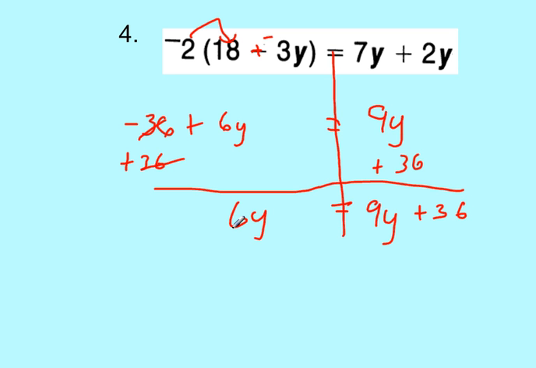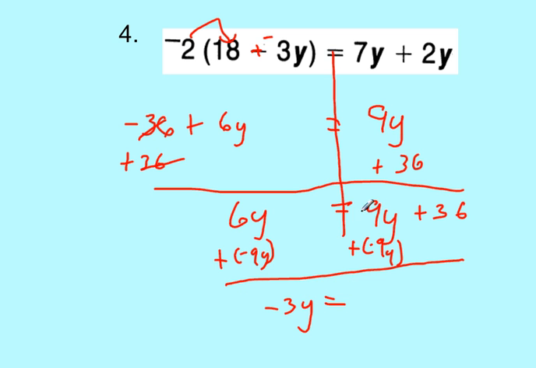Now I'm going to move my 9y over here to the left side. So I add its opposite. So I'm going to have negative 3y is equal to, just left with 36. And then I'm going to divide by negative 3. We get y equals negative 12.